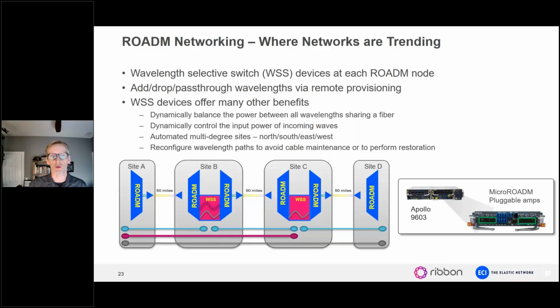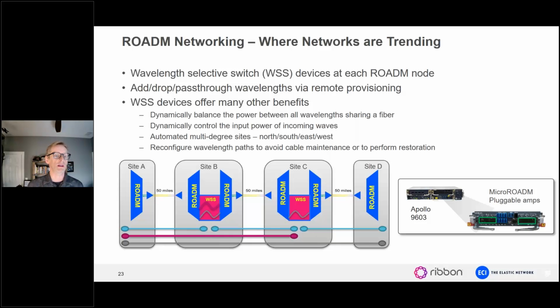You can dynamically control the input power of incoming waves at sites A and D. I can automate these multi-degree sites. This is just a simple linear chain. But at site B and site C, I could have a north, a south, an east, a west, a northeast, a southeast, and I can shoot traffic any different ways across the compass there.